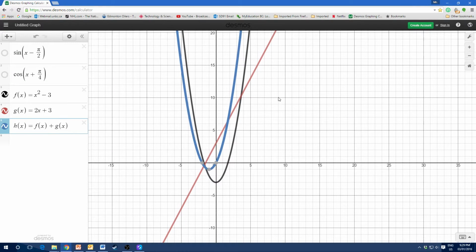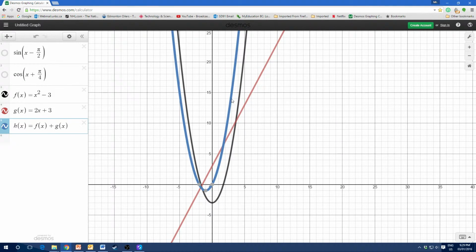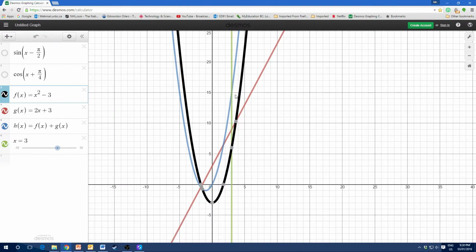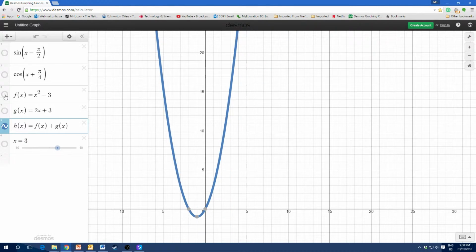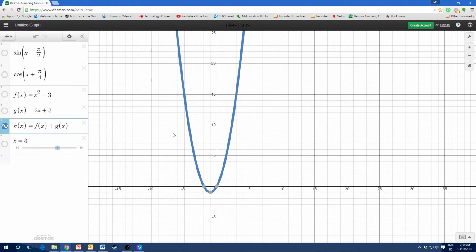There we go. And as you can see, h of x, let's see, where is x equals 3. So here is h of x at x equals 3, which is equal to 15. It's basically taking the g of x value here of 9, the f of x value here of 6, and just adding them together to get this h of x value of 15 up here. Okay. So on a graph, this is what it looks like. It takes the two functions, adds them together, and then you get this graph.